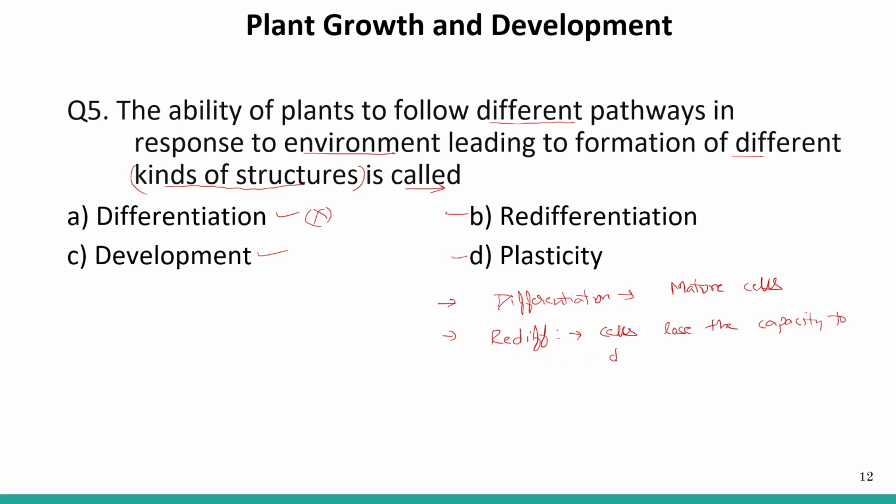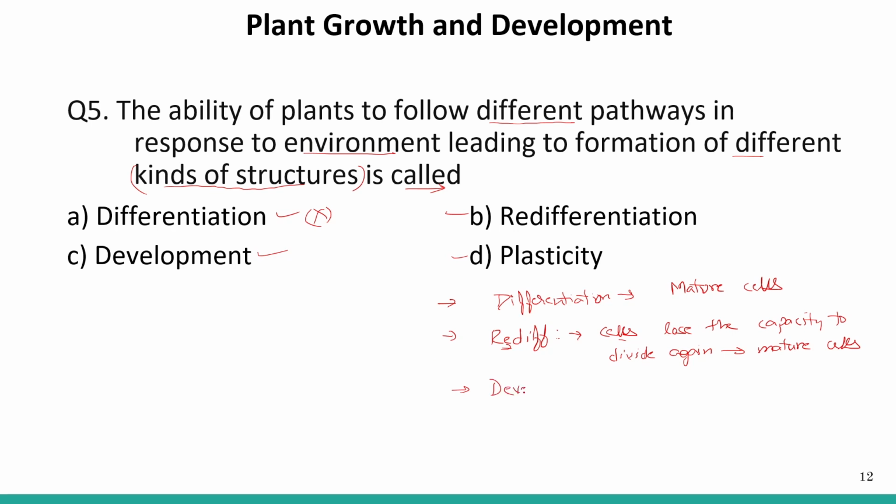To divide again. And then they become mature cells. This is known as redifferentiation. Now let's talk about development. Before redifferentiation, we have dedifferentiation. Dedifferentiation means when the cells again gain the capacity to divide. Then they become dedifferentiated cells. And then we have redifferentiation when they again lose the capacity to divide.